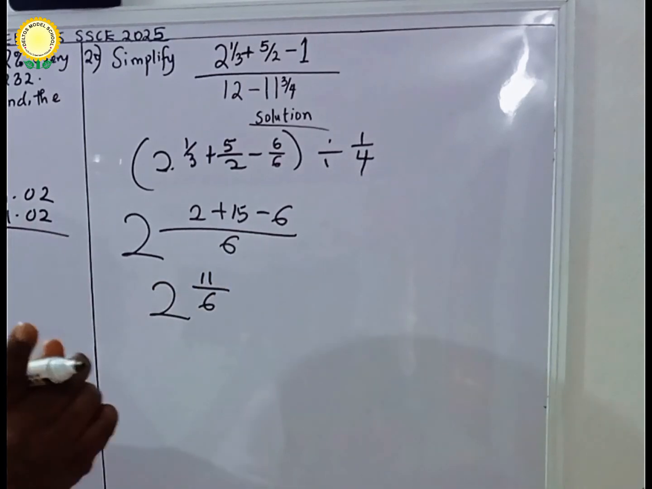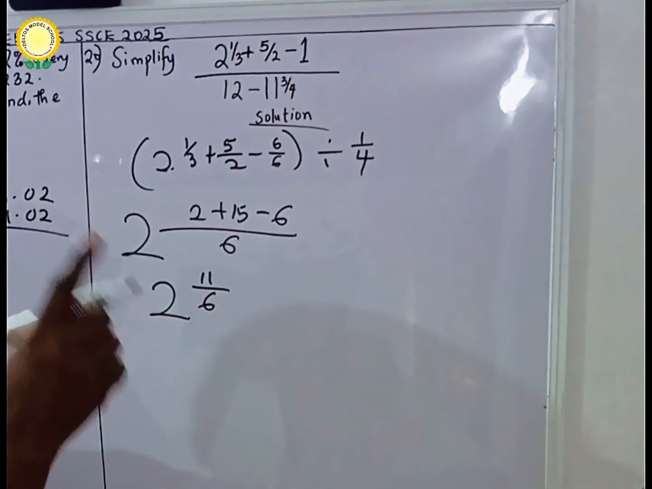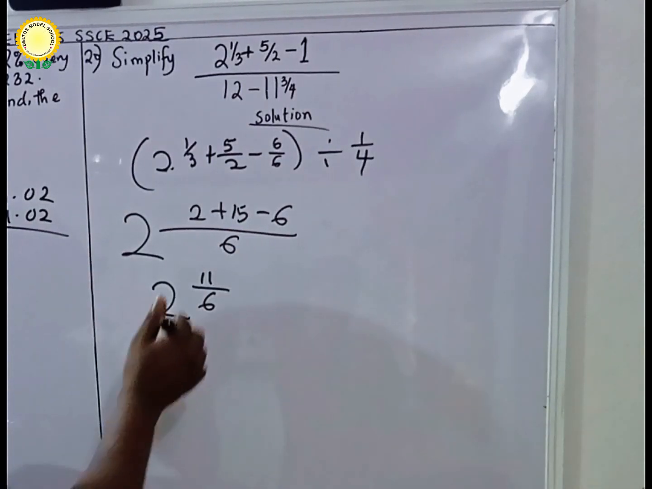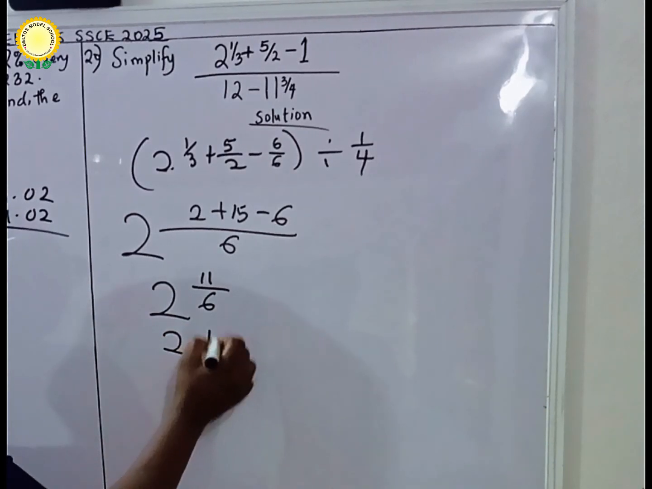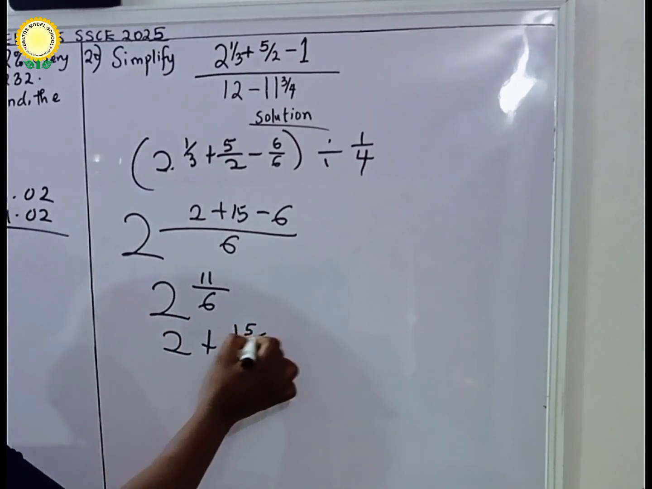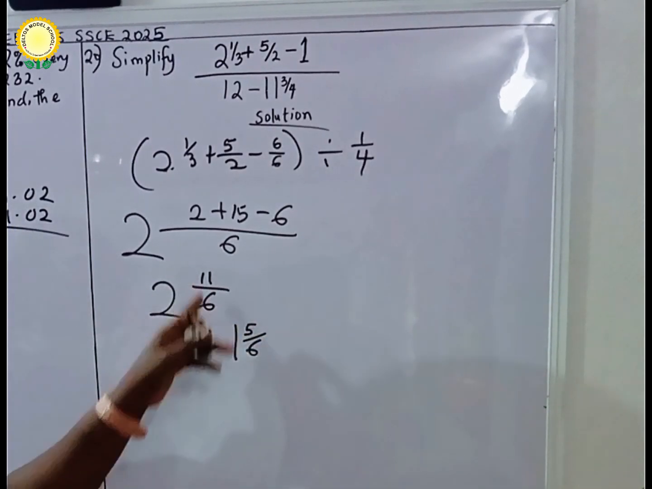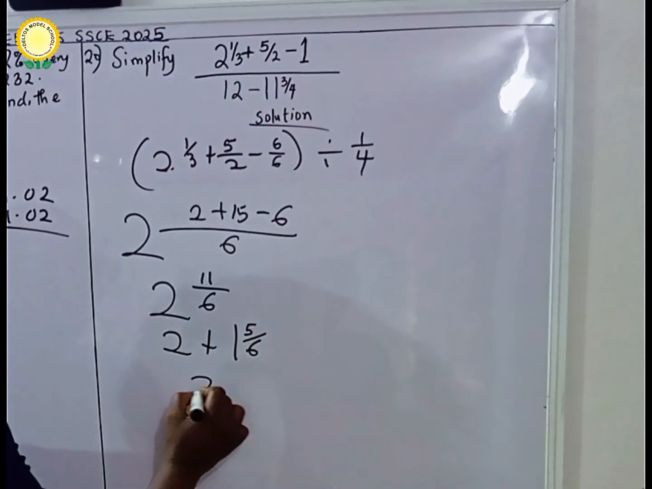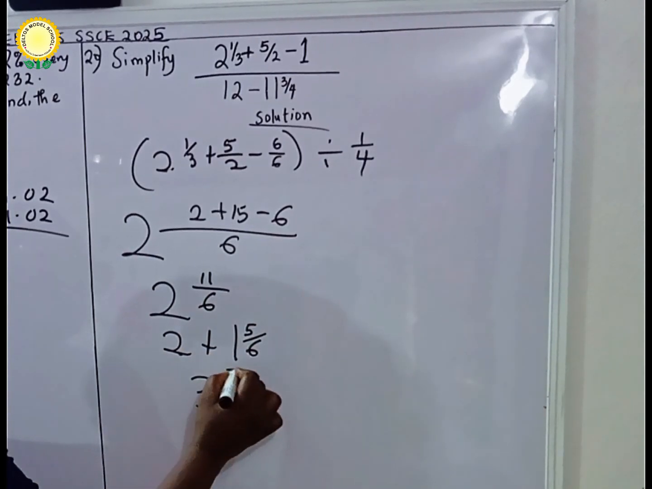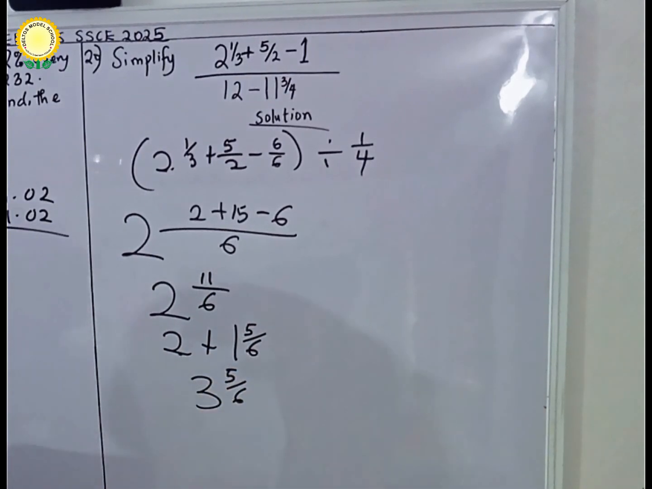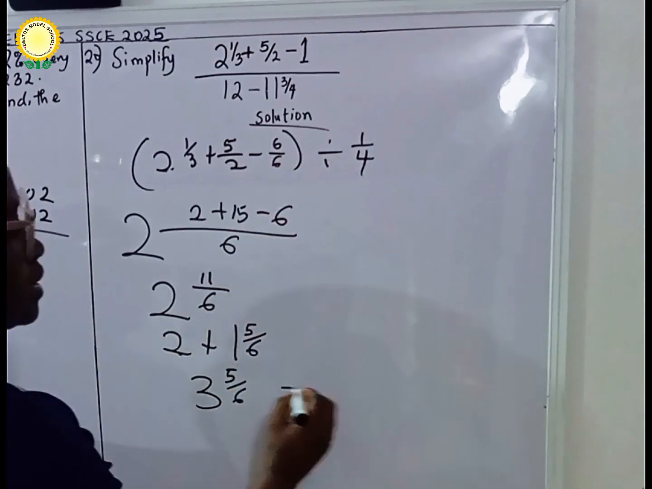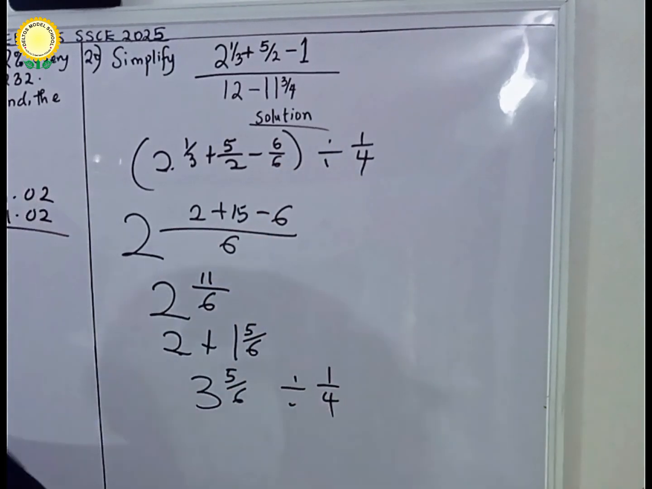This is an improper fraction. So you change it to a mixed number. So you have 2 plus 1 whole number, 5 over 6. Is that correct? 11 minus 6 is 5. So we have 2 plus 1 is 3. 3 whole number, 5 over 6. Don't forget this 1. Please, you bring it down.